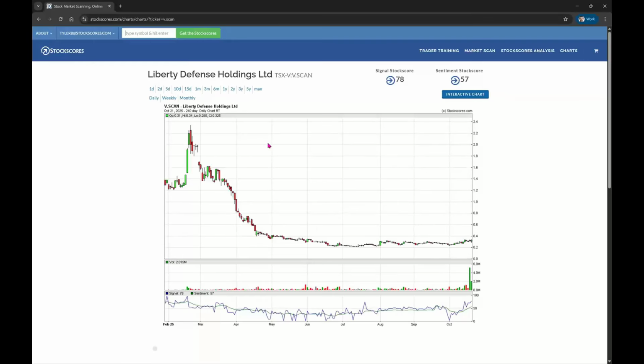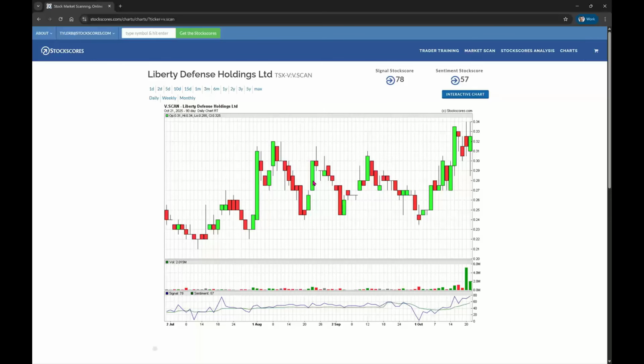V.scan. It's starting to perk up a little bit. Let's just take a look at a shorter term chart here. Yeah, I mean, it's starting to get some volume. Needs to maybe move through 34 cents. I wouldn't say it's a great opportunity, but it's got something going on there.